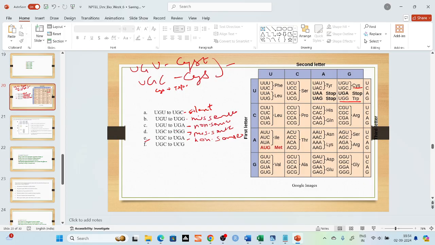Then UGC is changed to UCG. Now what does UCG code for? UCG codes for serine. So cysteine is changed to serine. So it is a missense mutation. So only the first one is a silent mutation and in the rest all the mutations are changing, either to a stop codon or to a codon which codes for another amino acid. So except for option A, all other options will affect your Wnt signaling. Nonsense mutation will cause a shorter protein or peptide to be synthesized, and missense mutations will cause a different amino acid to be synthesized. So the answer would be B, C, D, E, and F.